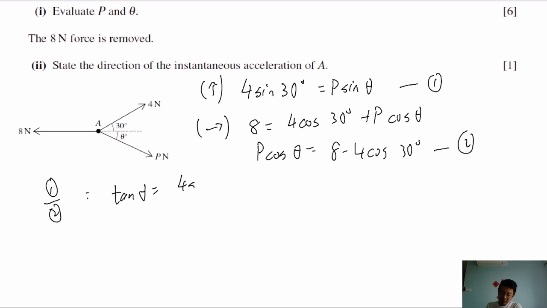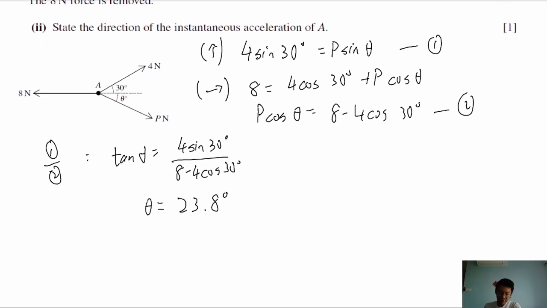We have 4 sine 30 divided by 8 minus 4 cos 30 degrees. For this one, we get a nice value for tangent theta. So theta here is 23.8 degrees. This is the value for theta. If you want to find the value for P, we just make use of any equation that we have.